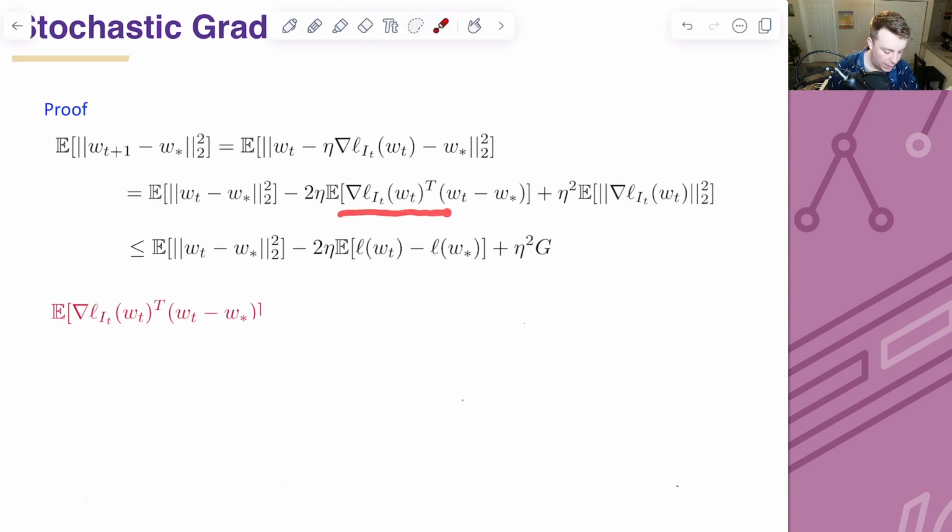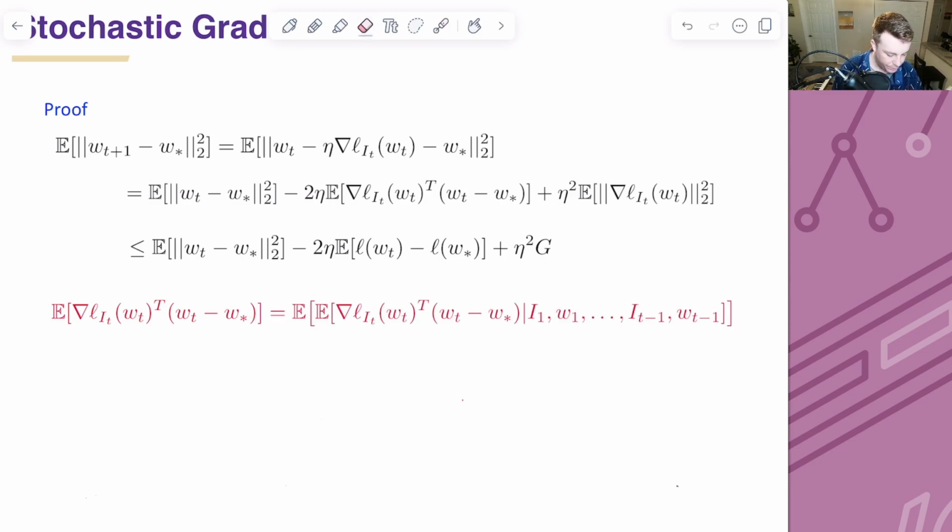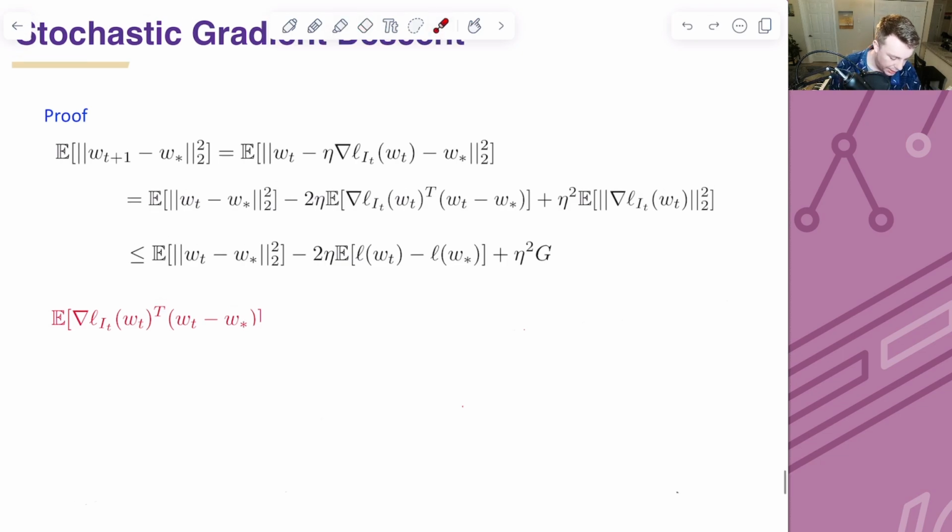To talk about this term: the expected value of the estimated gradient with index i_t, with the inner product of w_t minus w star. I'm interested in figuring out what we know about this thing. The problem with this term is it's really hard to compute as is. The reason is that it is clearly a random variable, because it's a random index that we chose at this point to estimate our gradient.